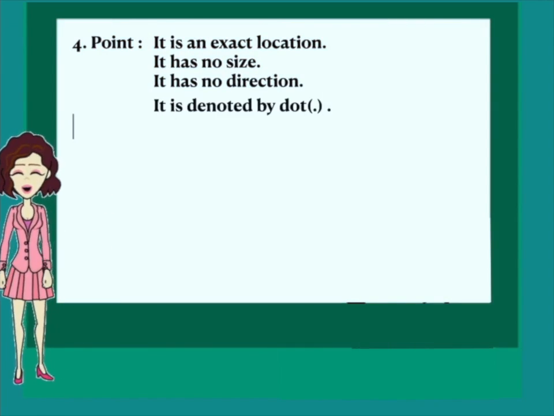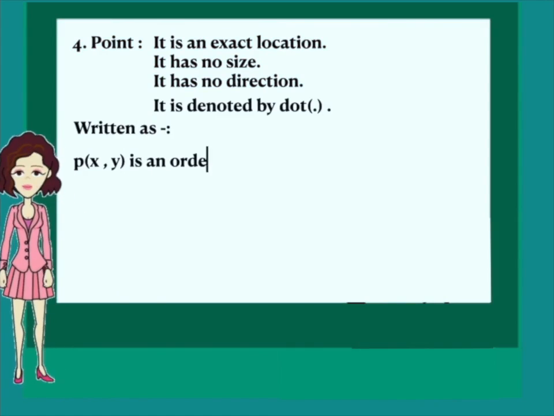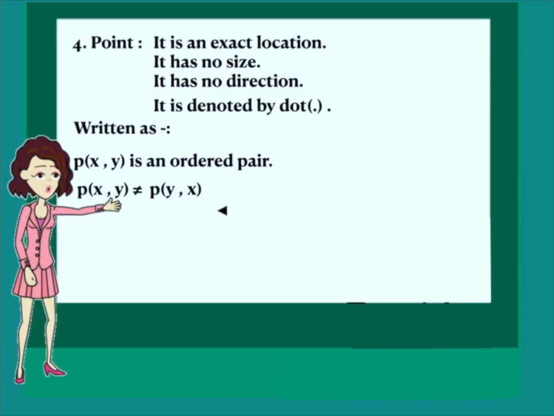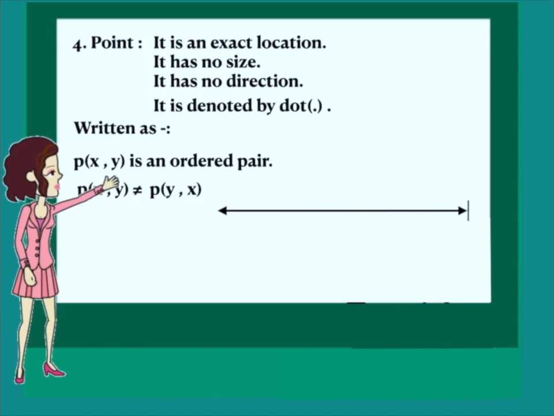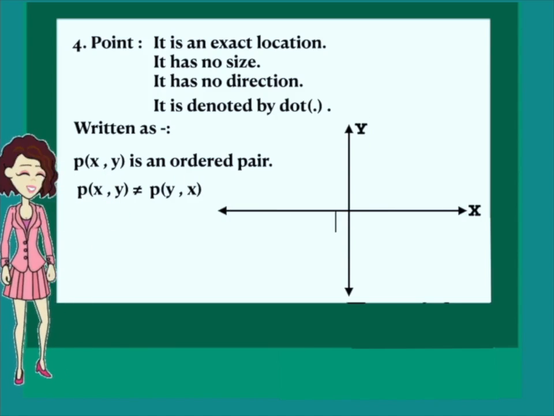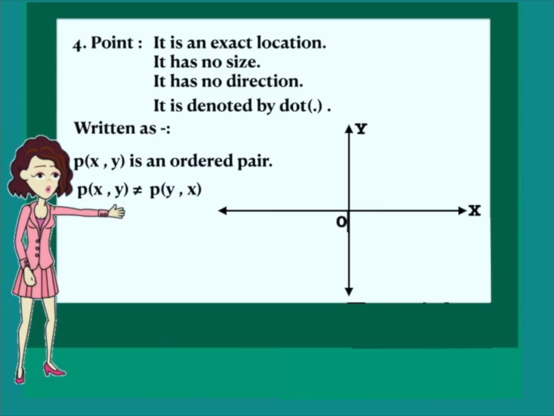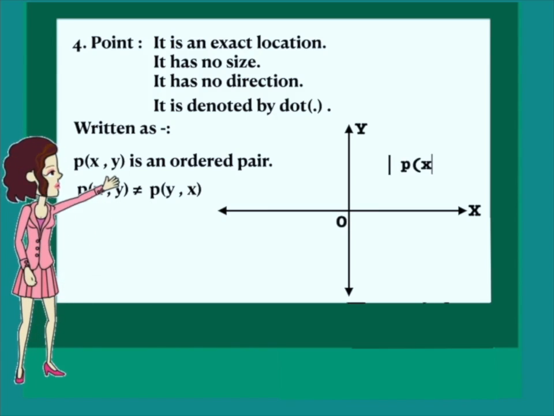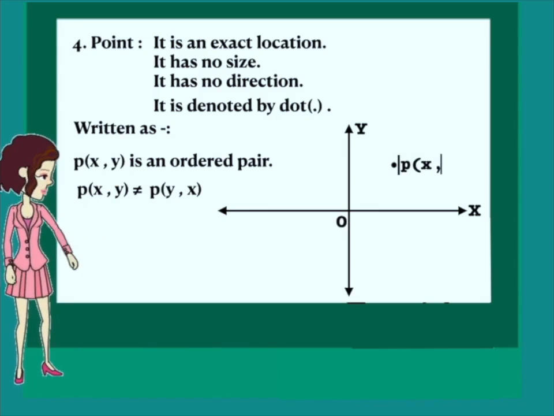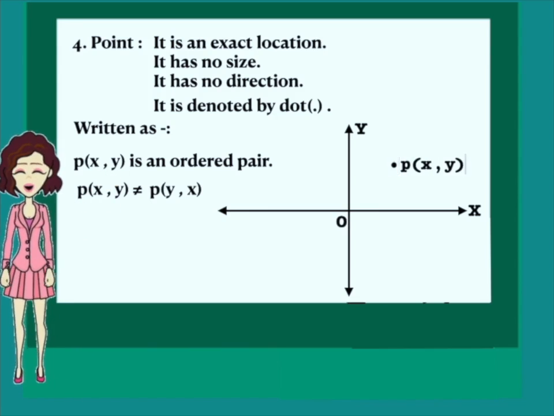Point, it is an exact location. It has no size. It has no direction. It is denoted by a dot. Written as P(x, y), it is an ordered pair. P(x, y) is not equal to P(y, x). Here order is important.